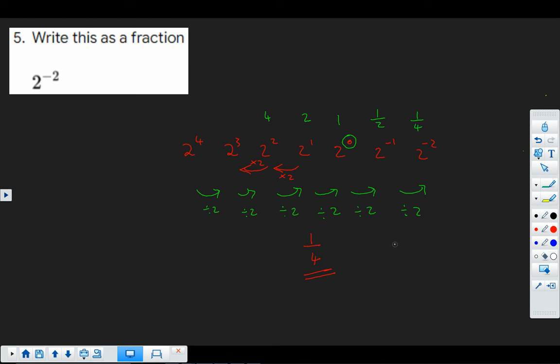If you need to do a little bit more practice on negative powers, then the nugget to go and practice is 13.06.